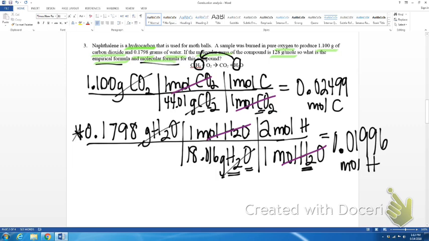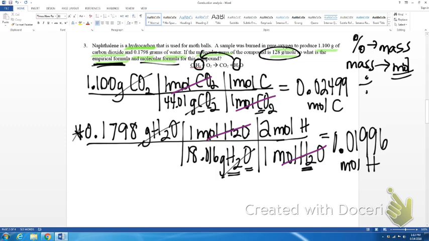Okay, so now that we have moles of each, now we can find the empirical formula, and then we can use this molar mass to find the molecular. So if you remember empirical formula, it was percent to mass, and then it was mass to mole, which guess what, we're already in moles. And then you have to divide by the smallest. Divide by the smallest and then multiply till whole. So out of these 2 numbers, we're going to divide by the smaller one, which is the 0.01996.